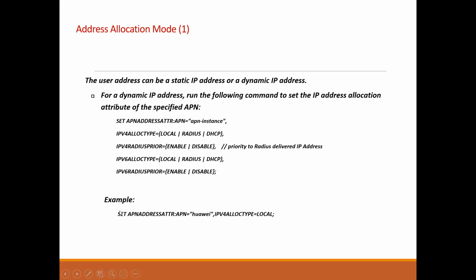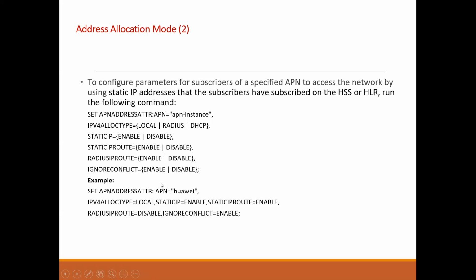Okay, so you specify that this APN is going to have an IPv4 address that is going to be provided locally by the PGSN. The other option is that you can specify that this APN will only entertain those IP addresses that are provided by the radius server or by the DHCP. And the same goes for your IPv6 as well, in case you're using IPv6.